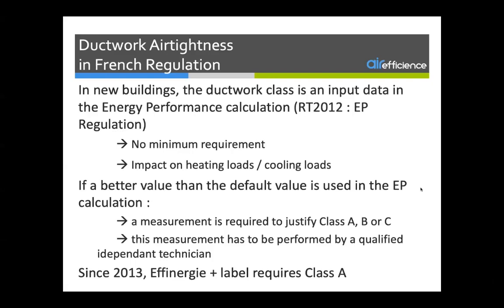So in new building in France, the Ductwork class is an input data in the energy performance calculation. In France, the EP regulation is RT 2012, réglementation thermique 2012. For this regulation, there is no minimum requirement for Ductwork class. You can use default values for Ductwork airtightness, and this default value is equal to 2.5 times class A. So if you use this default value, there is no mandatory test.